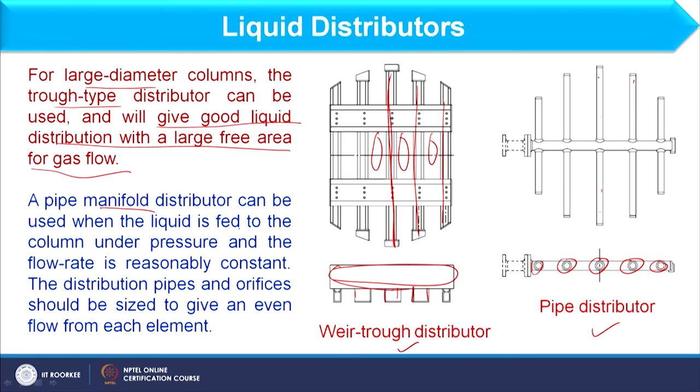So, the pipe manifold distributor can be used when the liquid is fed to the column under pressure and the flow rate is reasonably constant. Okay. The distribution pipe and orifices should be sized to give an even flow from each element. Okay. So, in this way we can consider distribution of liquid properly in a larger diameter column. Fine. And now we consider liquid redistributors. Okay. What is this liquid redistributor? If I consider the top of the column, there we have the liquid distributor, okay, and then it covers the whole packing, fine.